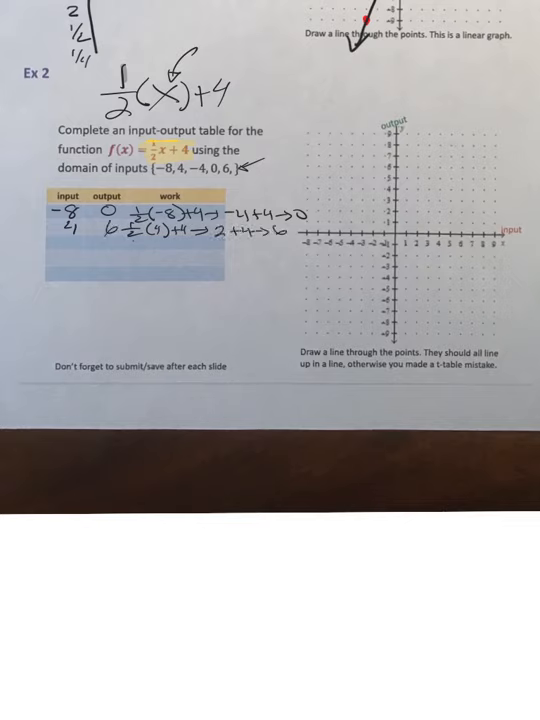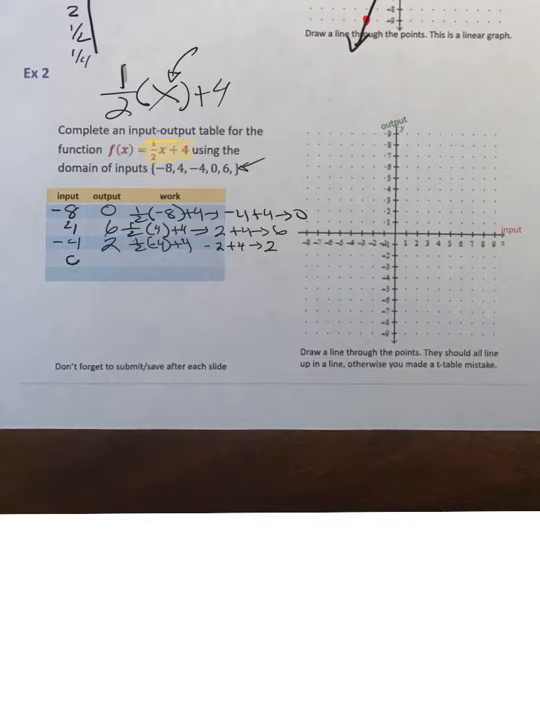So 6 comes out of the machine. And then we're doing -4, so we have to do 1/2 times the input plus 4. So we're going to put -4, and 1/2 times -4 is -2, and -2 plus 4 is +2. So remember, we have to do PEMDAS. You have to do multiplication first before you add.